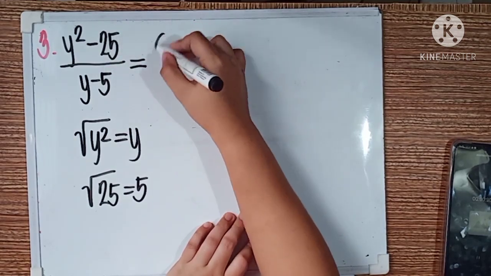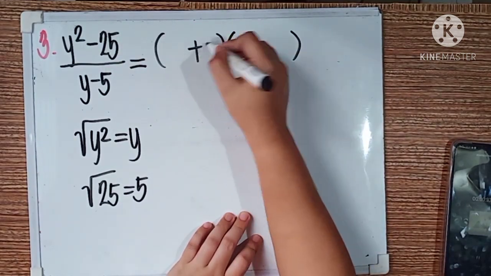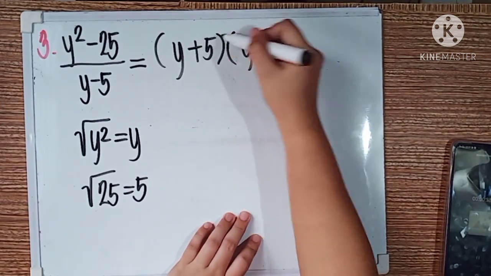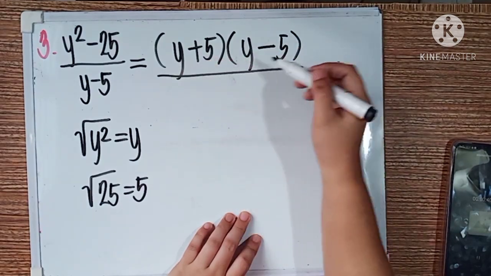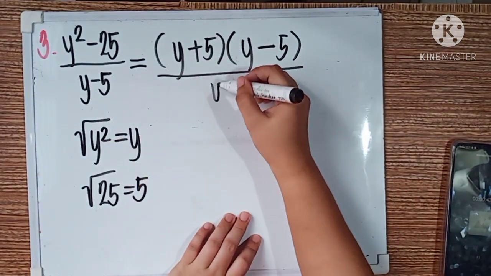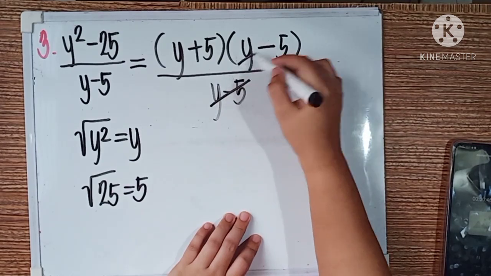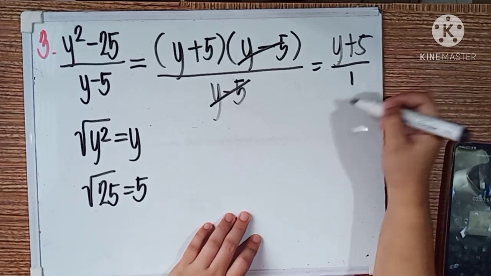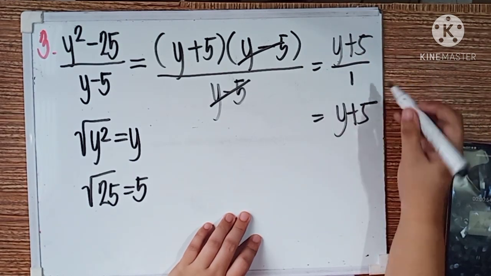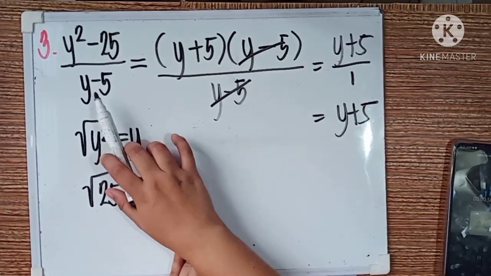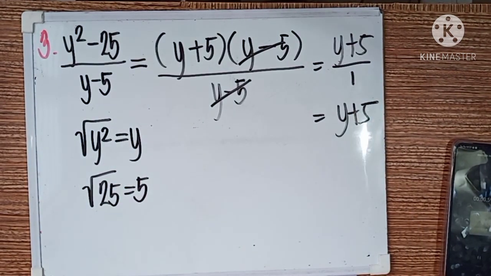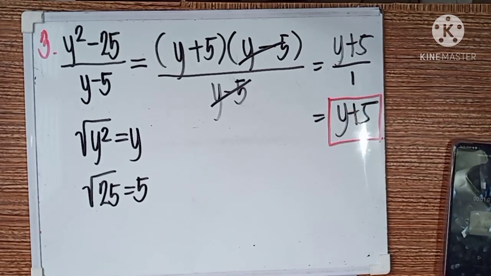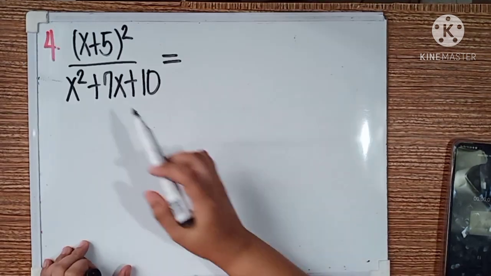The binomial factors of a difference of two squares are a sum and a difference of two terms, where the first term is y and the second term is 5. Copy the denominator y minus 5, and as you can see, there is now a common polynomial factor which is y minus 5. Canceling this, the remaining expression is y plus 5 over 1, or y plus 5. y plus 5 is the simplified form of y squared minus 25 over y minus 5.